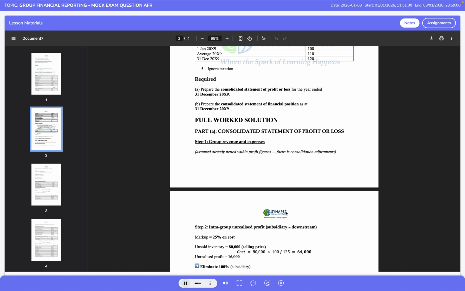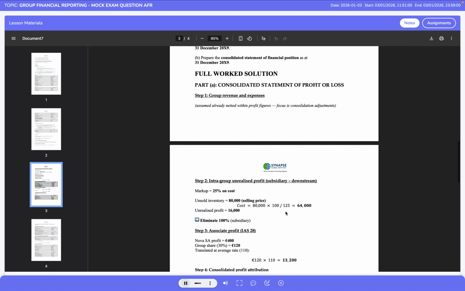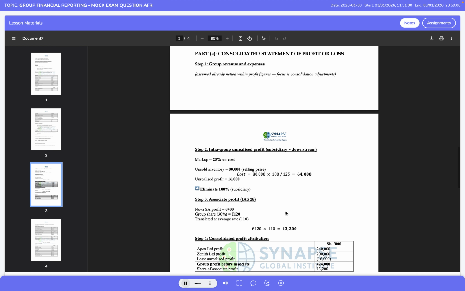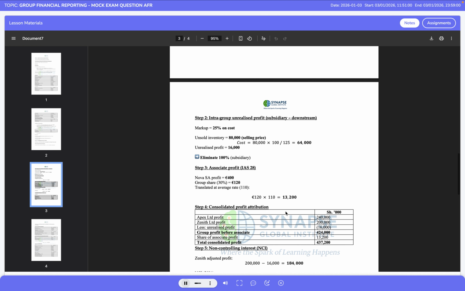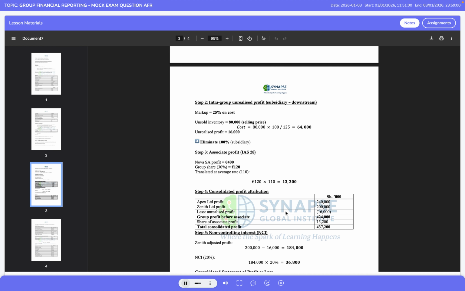The unrealized profit on inventory is calculated by converting the selling price of 80,000 shillings back to cost using the markup relationship. A markup of 25% on cost means that cost is 100 out of 125 of selling price, giving a cost of 64,000 shillings and an unrealized profit of 16,000 shillings. Because this profit arises within the group and the inventory is still held at year end, it must be eliminated in full from group profit.